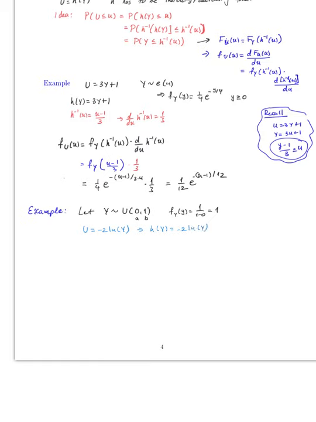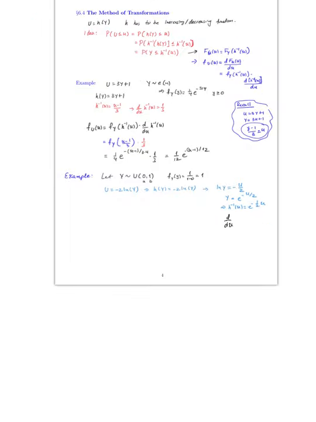So to find the inverse, remember that this means the following. You have ln of y is equal to minus u over 2. So you solve for y. Y will be equal to e to the minus u over 2. So that means the h inverse of u will be e to the minus 1/2 u. And the derivative with respect to u of this will be minus 1/2 e to the minus 1/2 u.